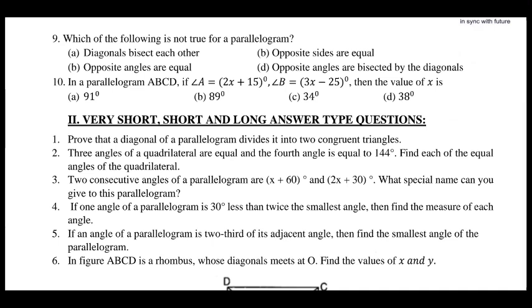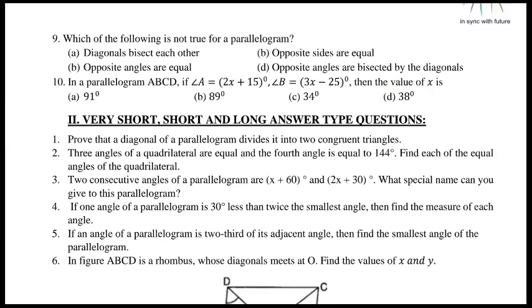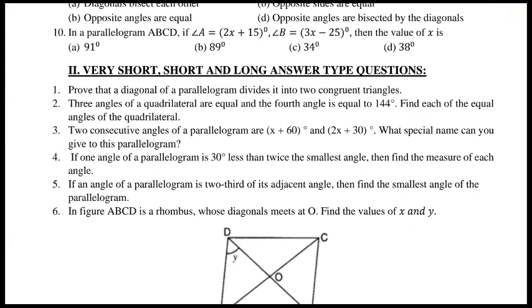2x + 15 + 3x - 25 is equal to 180 degrees, right? 38. Excellent. So option D is your answer. Were all these problems easy for you? Yes. Okay, alhamdulillah. So it's fine now. Chalo, we'll see just two problems now. I think we can have time, just 5 minutes left.